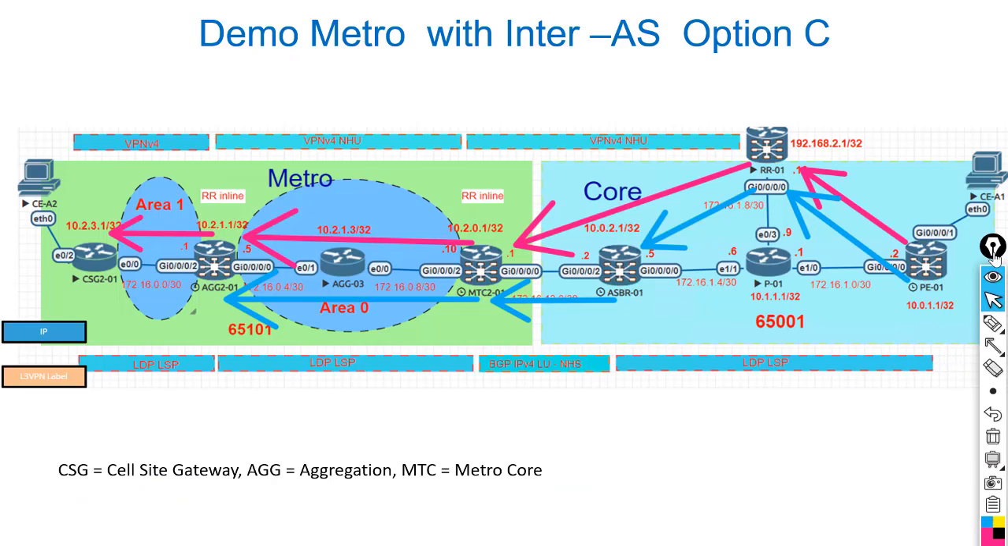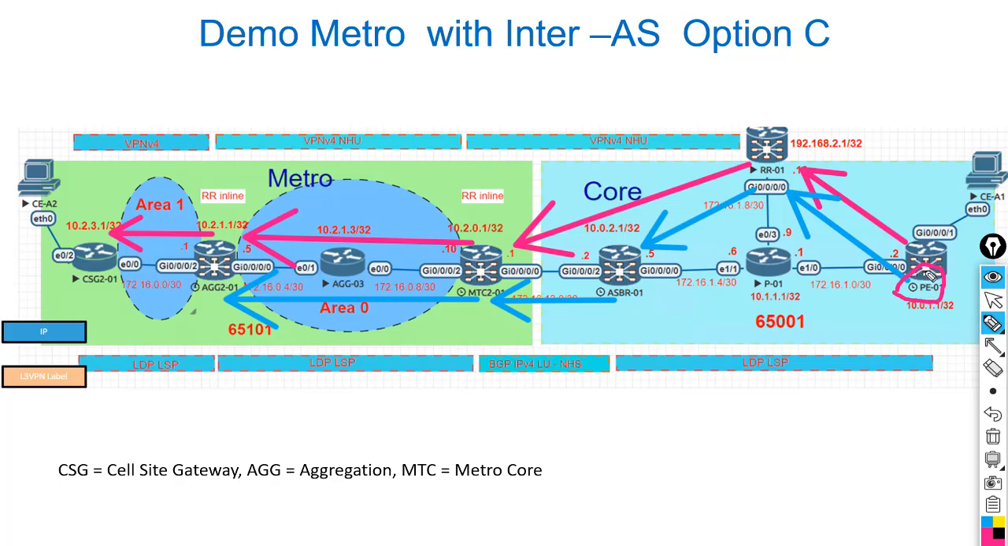So in our topology, let's see how the prefixes are advertised. There are two kinds of prefix, IPv4 and VPNv4. For VPNv4, the PE router advertises to the RR router. The RR router advertises to Metrocore with next-hop unchanged. It means that the next hop is still the PE router. Metrocore then advertises the VPNv4 prefix to its RR clients, which are the AGG routers. AGG then advertises to CSG.